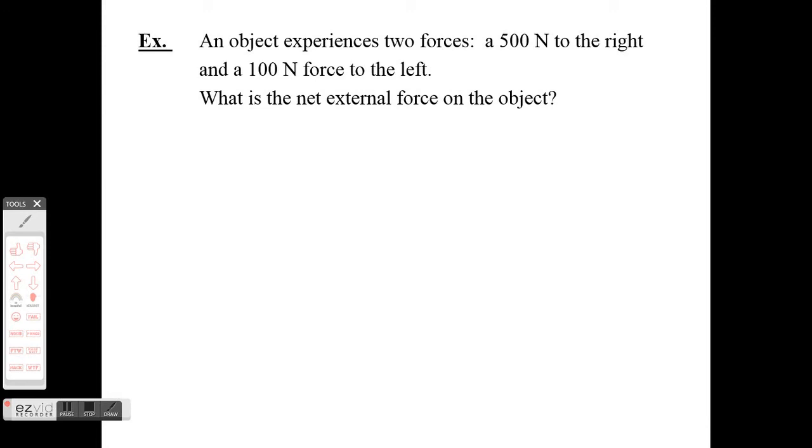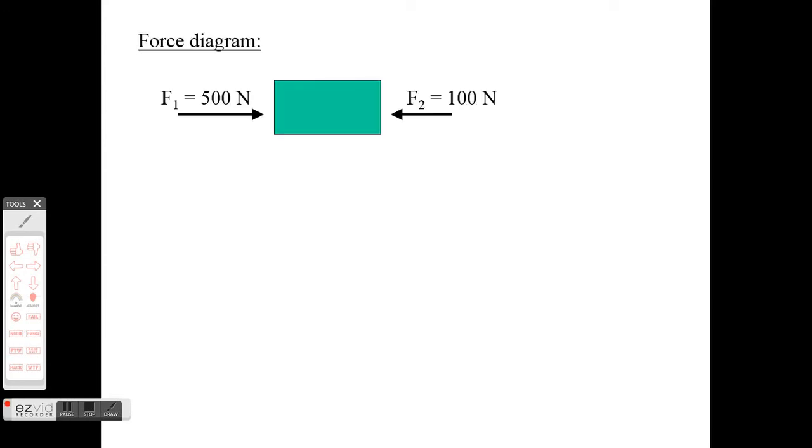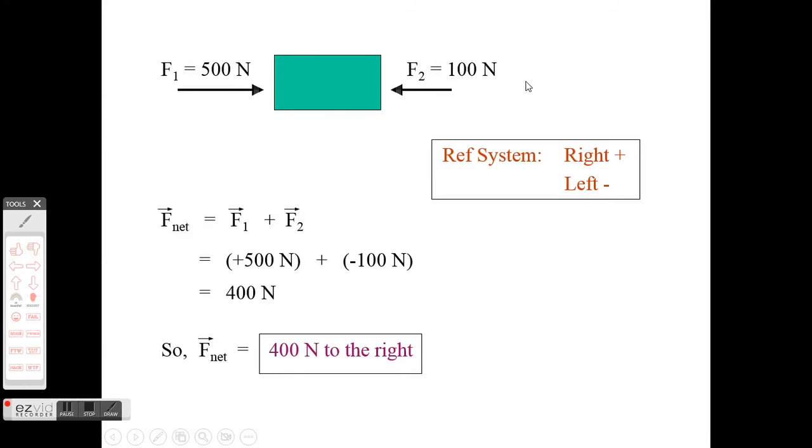Let's look at how we can get there. We draw a diagram. Okay, we show the external forces. Force 1 is 500 newtons to the right. Force 2 is 100 newtons to the left. And there's our reference system, just to make sure we know what positive and negative mean. Here we go. Same solution as before.